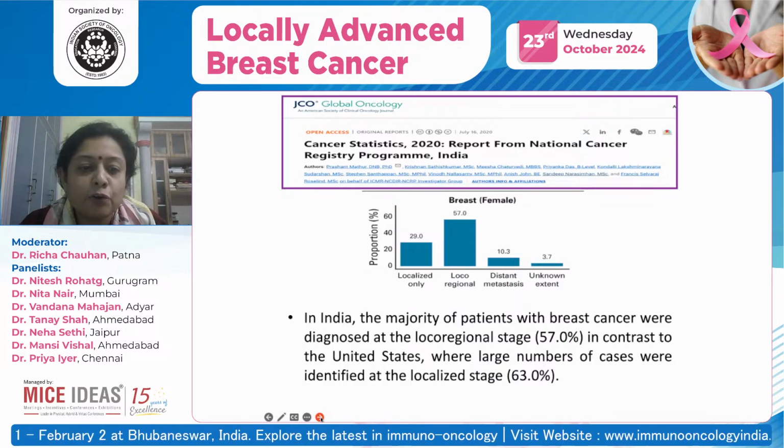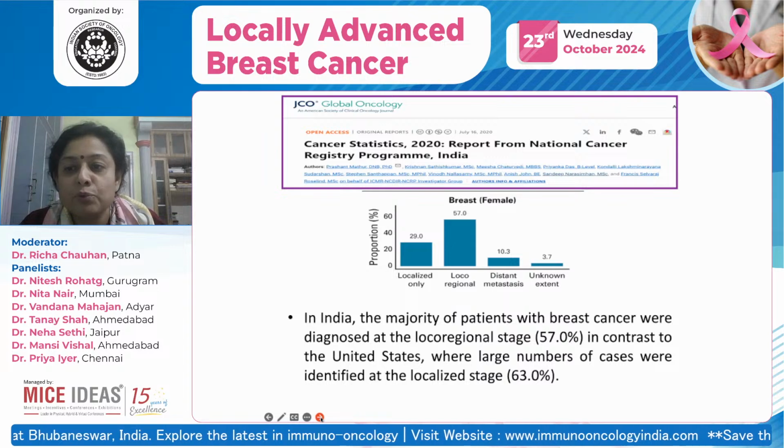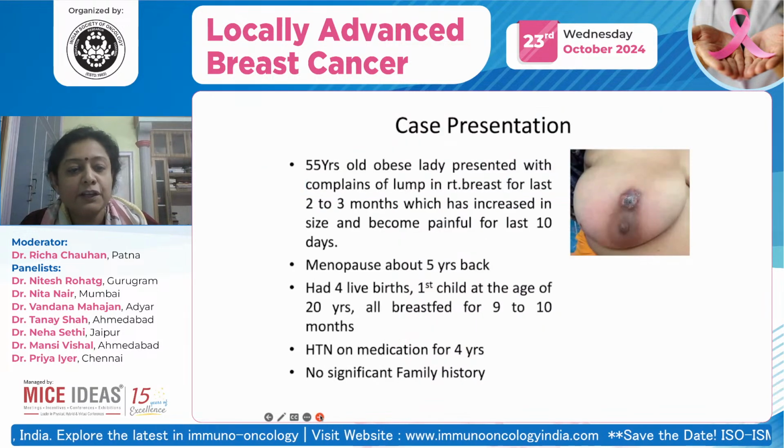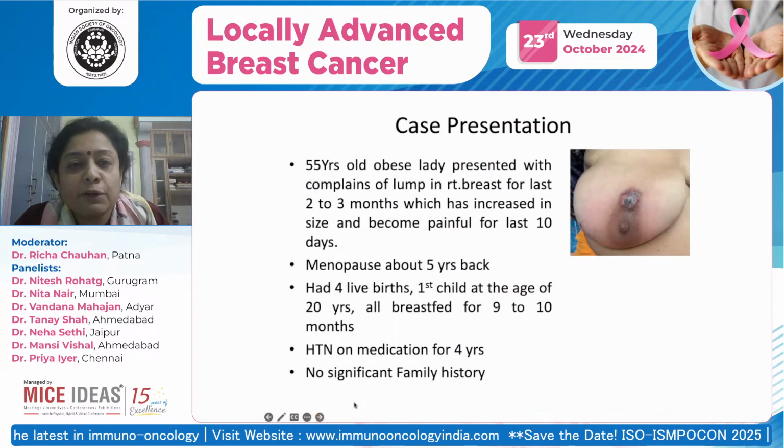And okay, at our center, it's even higher. I would say close to 70% of our patients. So moving on. So this is the case we're going to discuss today.